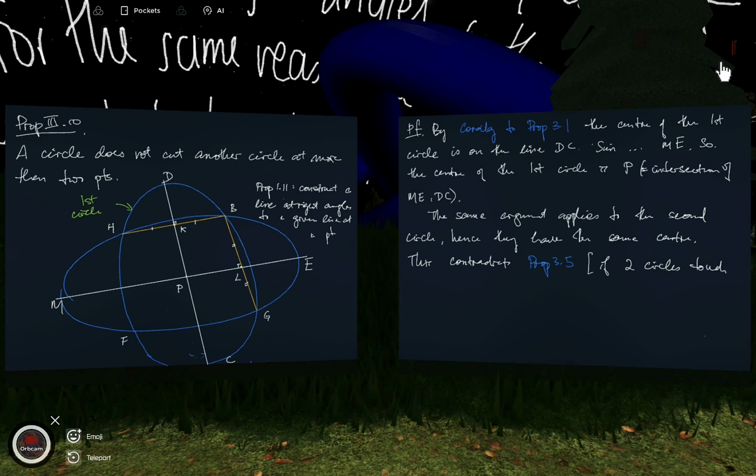That's right. If two circles cut or touch, then they cannot have the same center. Okay, so that's it. That's the proof that if two circles cut each other in more than 2 points, then they can't have the same center. Yeah, awesome. Well, that was perfect timing. Nice work.